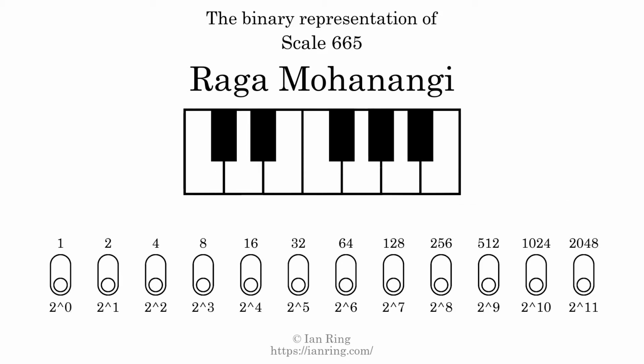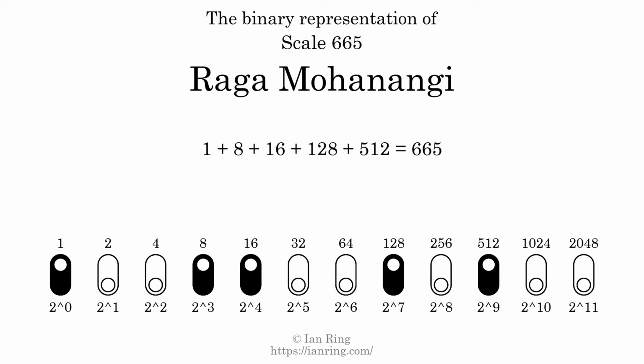The binary representation of this scale is determined by mapping tones of the scale to binary digits. Each binary digit represents a power of 2. To get the scale number, we add the powers of 2 together. The powers of 2 that are present in the scale, all added together, equals 665. That is why the scale number, in decimal, is 665.